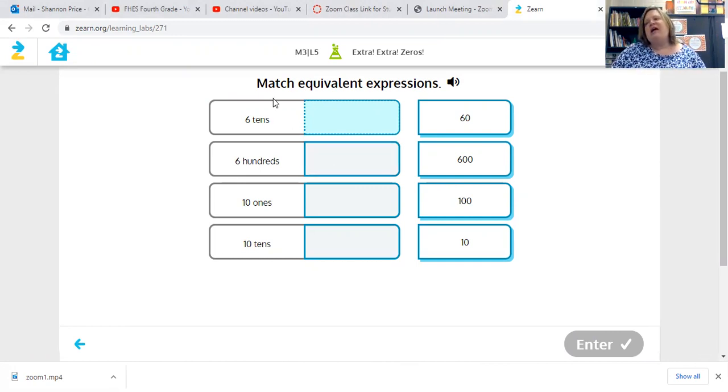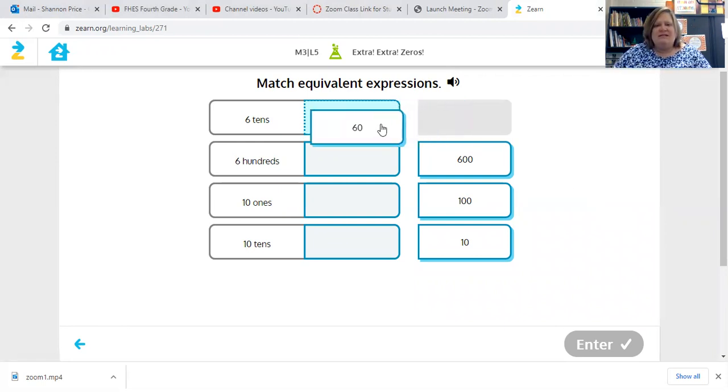So when we're looking at the match, we have 6 tens. Does 6 tens equal 60, 600, 100, or 10? When I'm thinking about 6 tens, I'm thinking about 10 six times. 10, 20, 30, 40, 50, 60. So we would choose, of course, the 60.